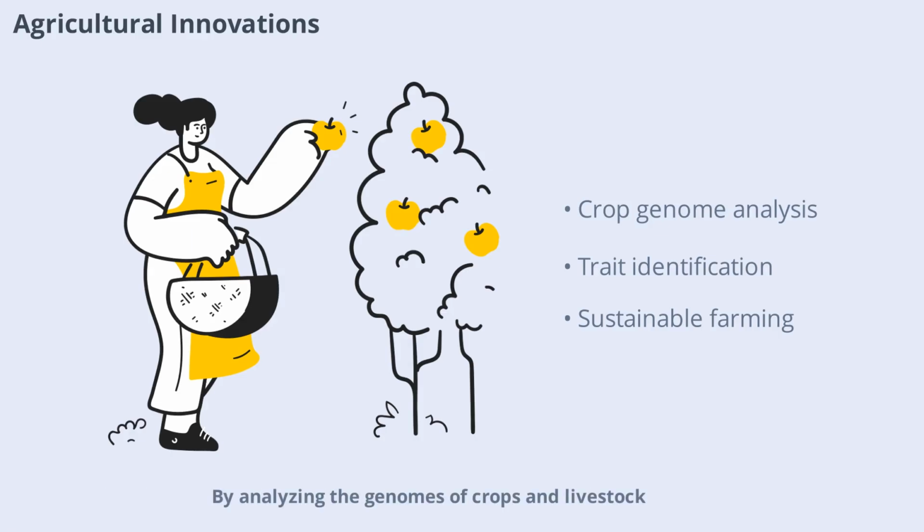Bioinformatics isn't just for medicine, it's also revolutionizing agriculture. By analyzing the genomes of crops and livestock, scientists can identify genes linked to desirable traits like drought resistance or higher yield. This information guides breeding programs and helps develop genetically modified organisms that are more resilient and productive. Bioinformatics tools also monitor plant diseases and pests, supporting sustainable agriculture and food security.